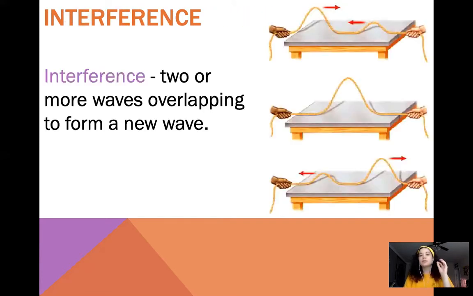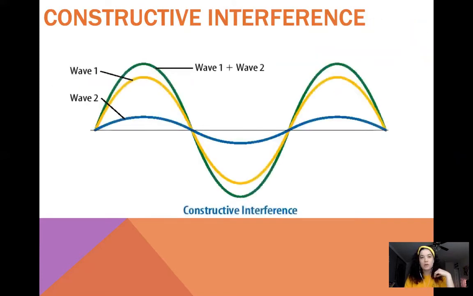That is an example of constructive interference. In constructive interference, we end up with a larger wave when they overlap. We kind of add them together. So as you can see here, we've got wave 1 in yellow. Wave 2 is blue. And when we add them together, we get the green wave. It's larger than either of those waves were individually.